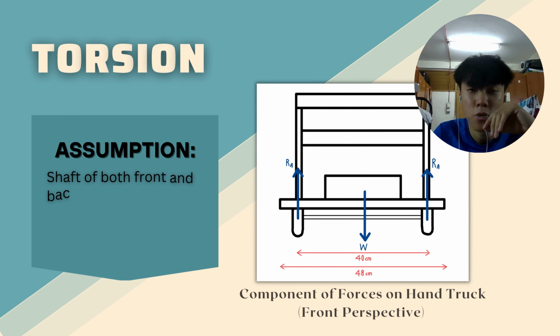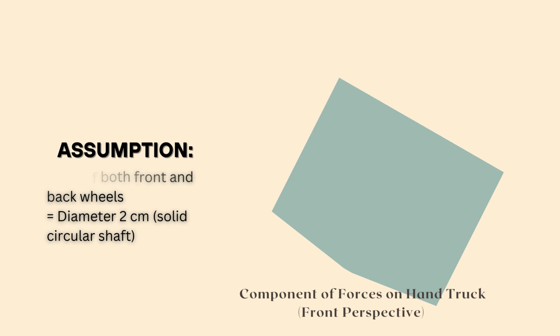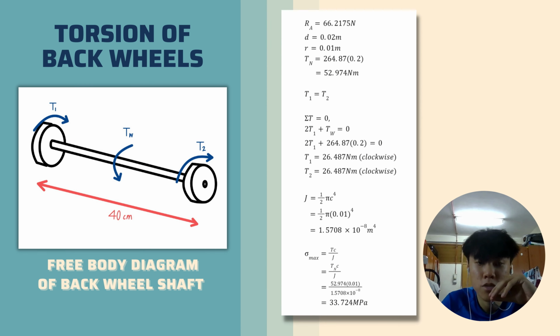We assume that the shafts of both front and back wheels are solid circular shafts with a diameter of 2 cm. The diagram shows the components of forces on the hand truck from the front perspective. For torsion of the back wheels, the diagram below is the free body diagram of the back wheel shaft. From force equilibrium, the RA obtained is 66.2175 Newton, and Tn is 52.974 Newton meter.